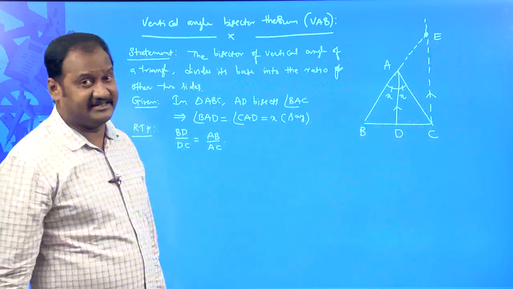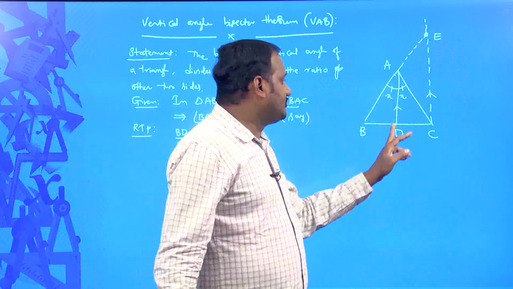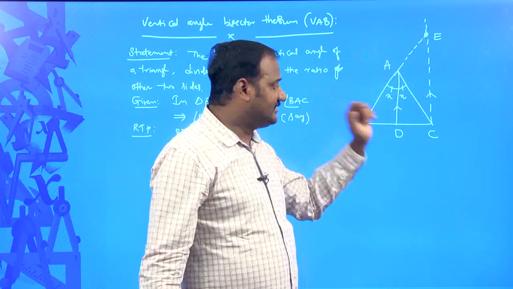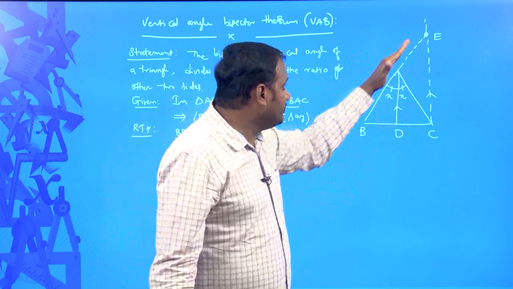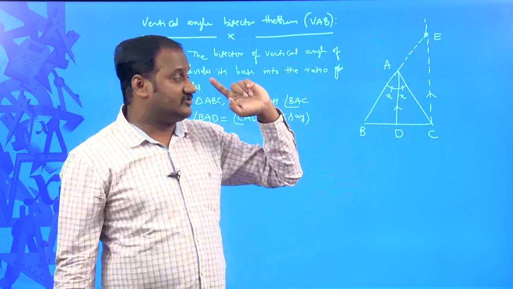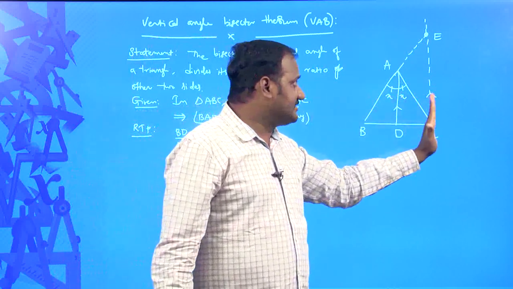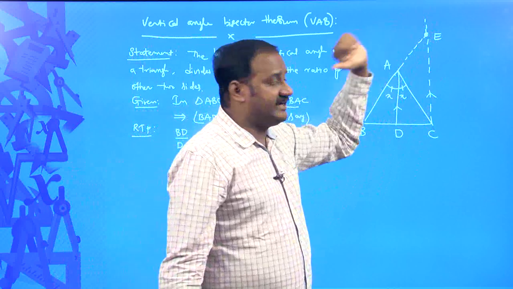So what is the construction here? The construction is: draw CE parallel to DA to meet BA produced at E. Did you understand what the construction is? So the construction is to draw CE parallel to DA to meet BA produced at a point E.